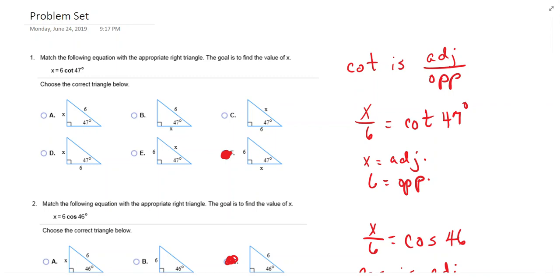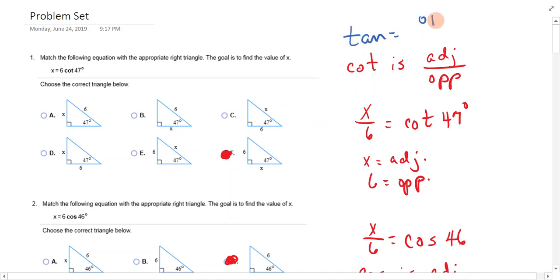On this first problem, these are some matching questions, and it really makes you think a little bit. They are asking, match the following equation with the right triangle. The goal is to find the value of x. This statement says x equals 6 cotan 47 degrees. So what is the relationship for cotan? We don't think about that one as often as we think of tan.